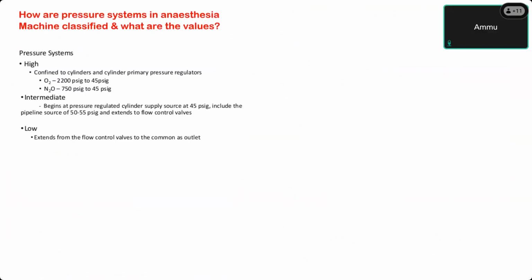So how are pressure systems in the anesthesia machine classified? High pressure, intermediate pressure, and low pressure. And what are all the various pressures? Also, you must know if it is a cylinder, it will be 2200. If it is a nitrous oxide cylinder, 750, and it is reduced to 45 psi. Whereas if it is a pipeline, it will be straight away 55 to 60.